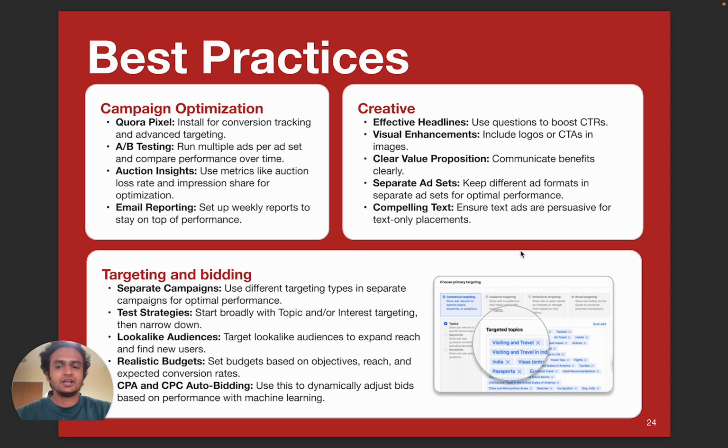Now, coming to the targeting and bidding. Make sure that you are having separate campaigns for different targeting types. This is very crucial when it comes to setting up your campaigns in the initial days. This will allow you to test out each of the targeting to its fullest capability to understand what is working for the brand and the objective. Now, when it comes to testing strategies, we wouldn't recommend you to start with, for example, a keyword target. You need to start broadly with a topic targeting or an interest targeting and then look at narrowing down.